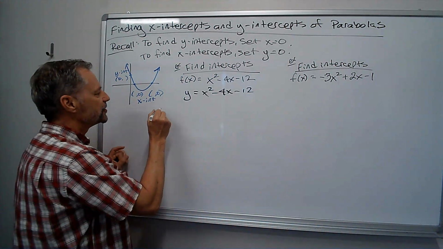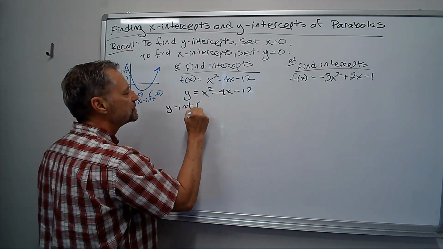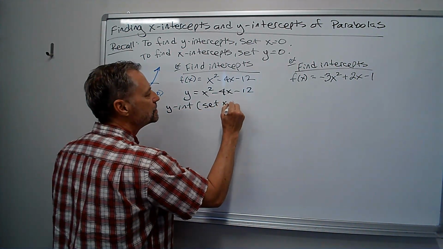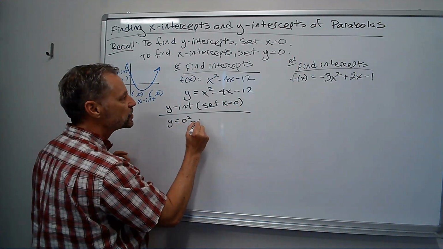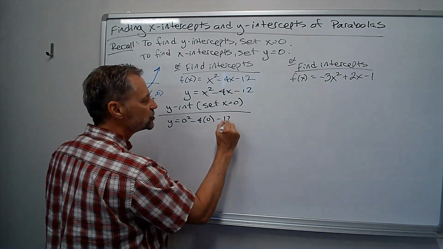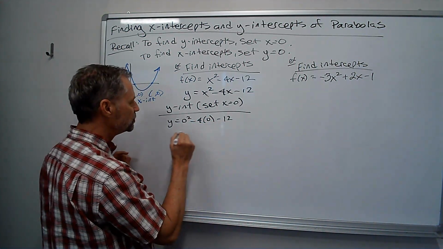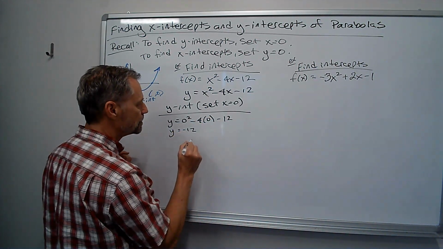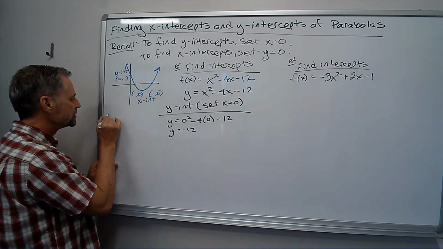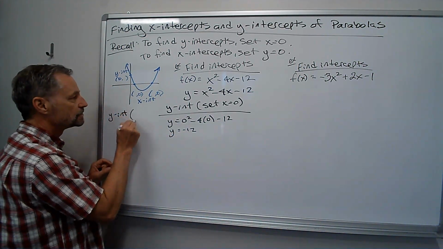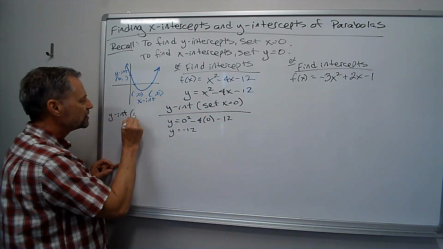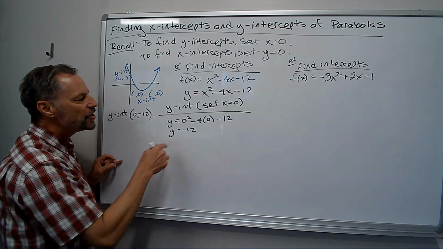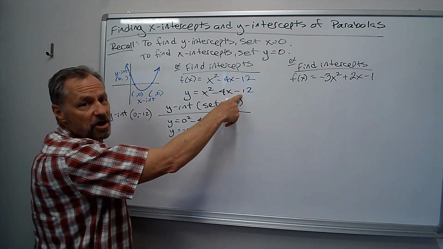The y-intercept is always really easy to do. So for the y-intercept, set x equal to 0, and I get y equals 0 squared minus 4 times 0 minus 12, and that's just y equals negative 12. So the y-intercept is the point where x was 0, y was negative 12. And notice I didn't have to do the math. It's always just the constant.